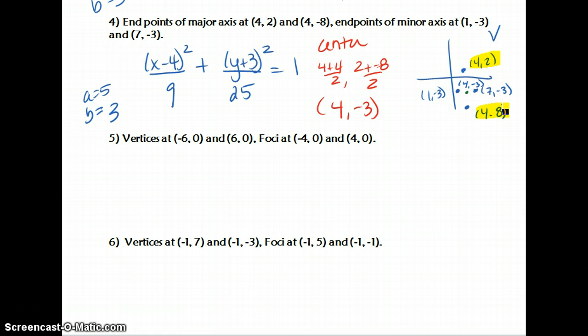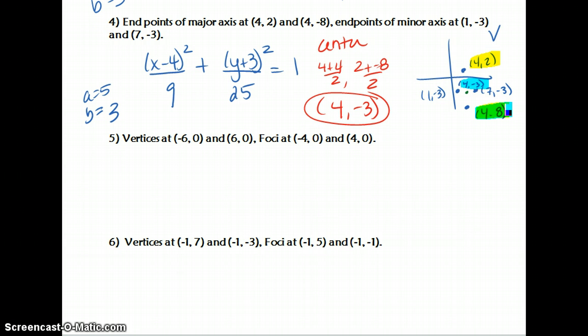Okay. So next step was to find the center. The center is just going to be the midpoint of the major axis. So 4, 2, and 4, -8, you find the midpoint and you get 4, -3. Okay. Now we had to find a and b. Well, we knew a squared had to be under the y because this was a vertical ellipse. A is the distance from the center to the endpoint of the major axis, otherwise known as the vertex. So if our center is at 4, -3, and our endpoint of the vertex is at 4, -8, the distance between that was 5. So a equals 5.